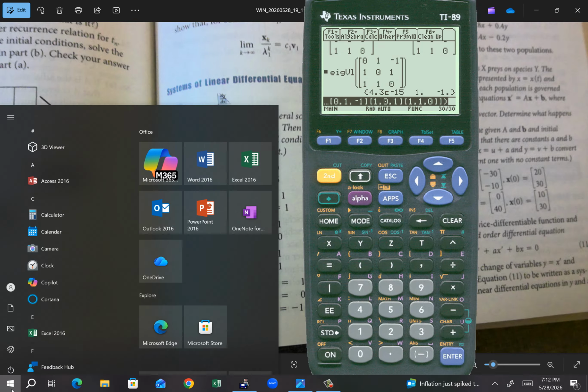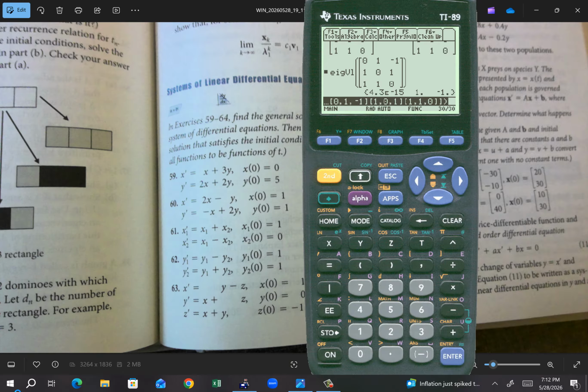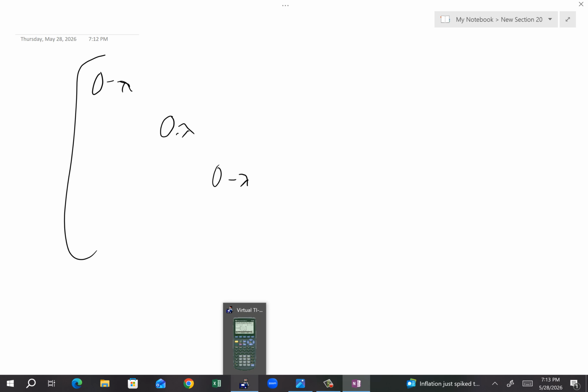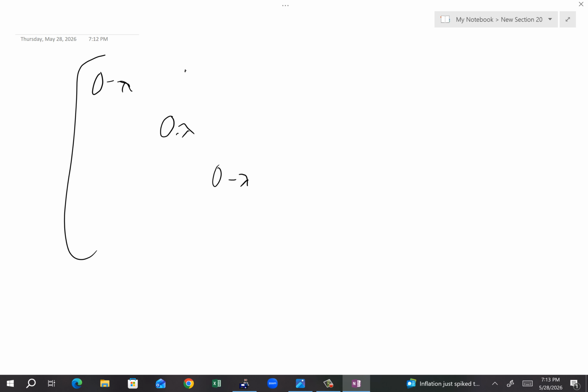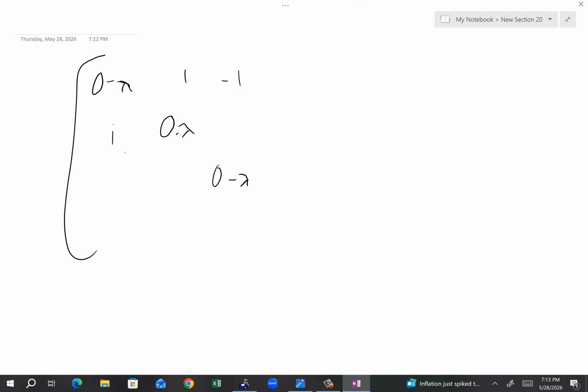Now, if you're doing this by hand, which of course we've been doing, I think I mentioned you can do it with this calculator, but let's go ahead and do this one by hand. It's not terrible. It's not great. So 0 minus lambda, 0 minus lambda, 0 minus lambda. Right. And then 1, -1. And then 1, 0, 1, 1.